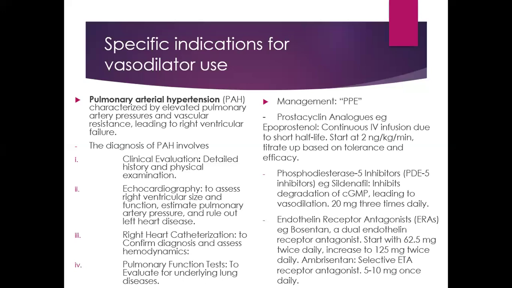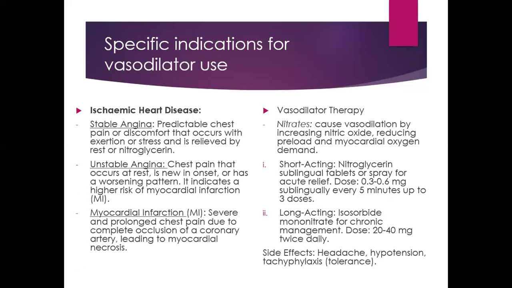The newer ones, the endothelin receptor antagonists, your bosentan, can be used, but bosentan is a dual endothelin receptor antagonist. We have the specific, selective one, ambrisentan, and these are common drugs that are useful in the management of pulmonary arterial hypertension.